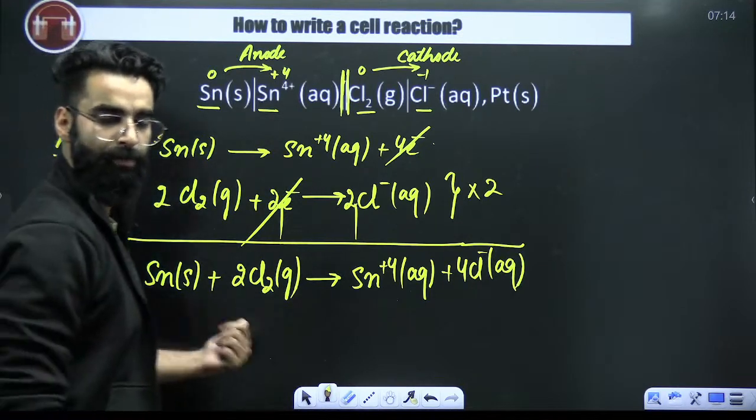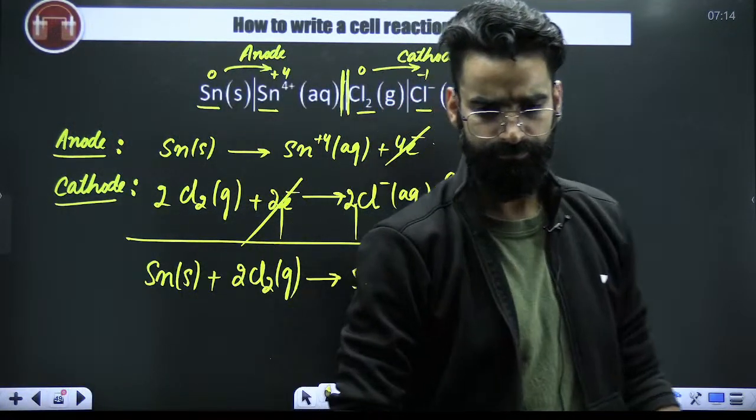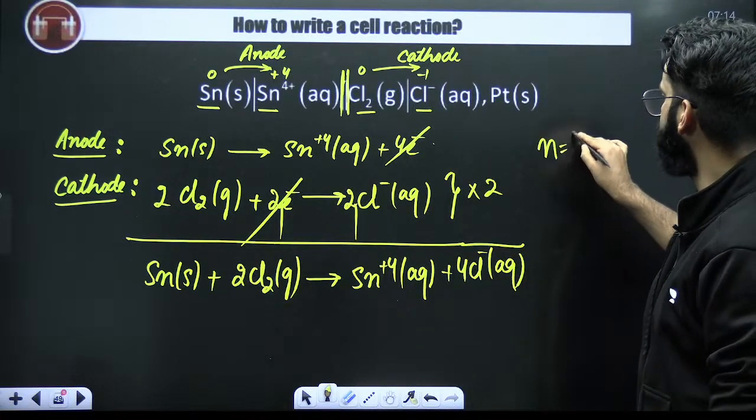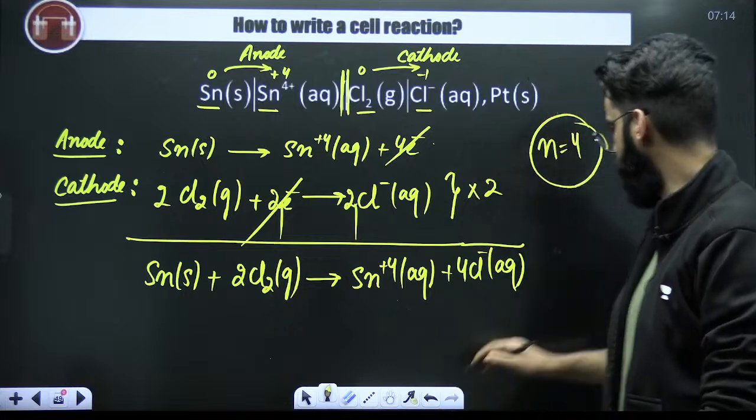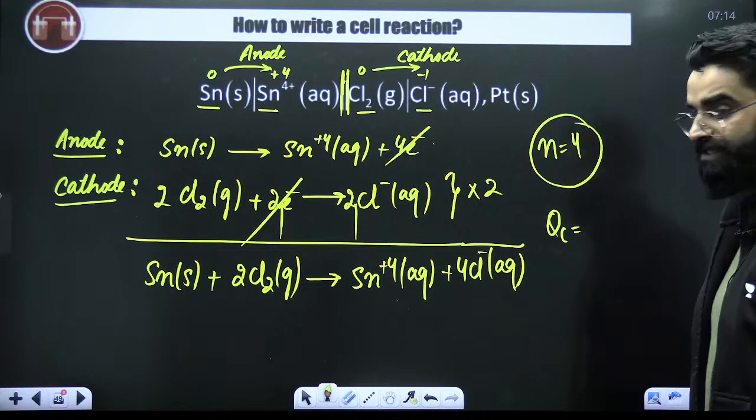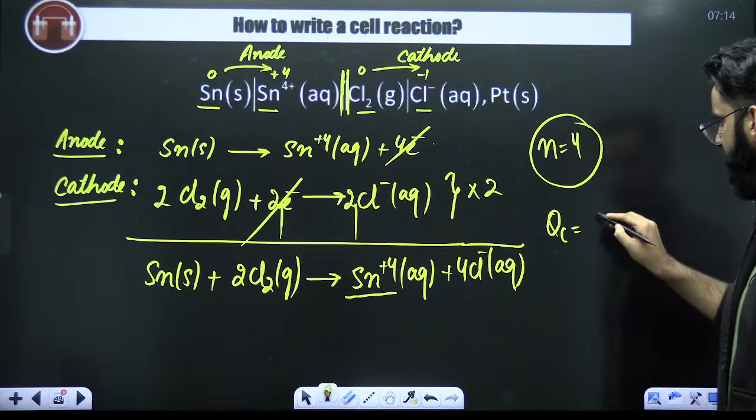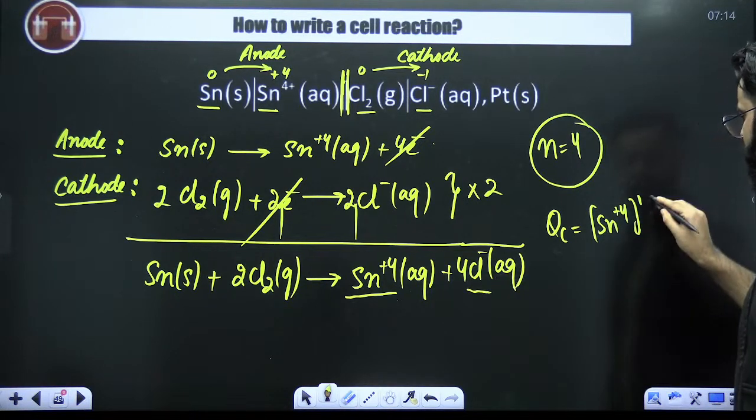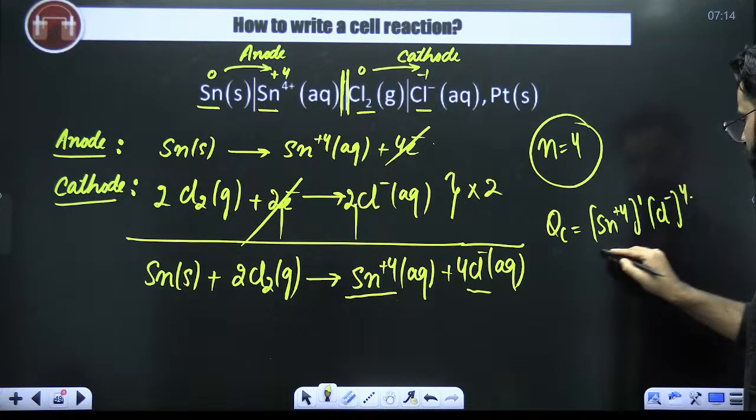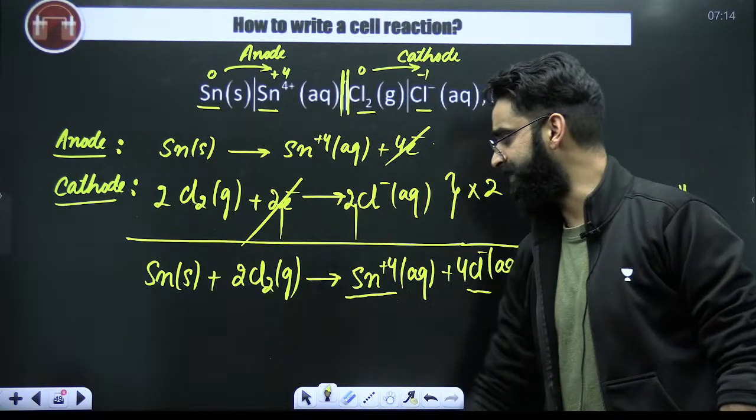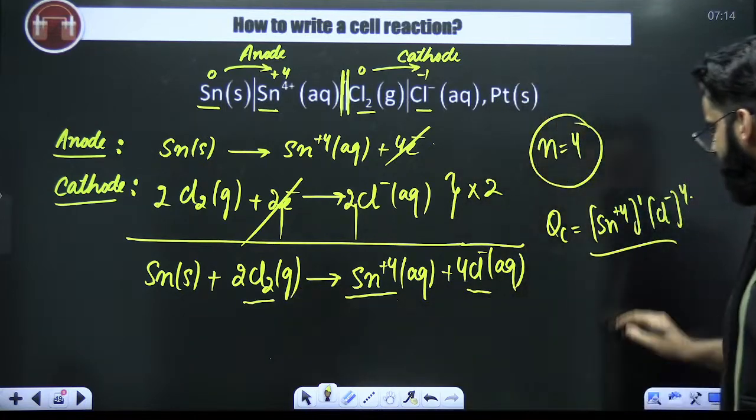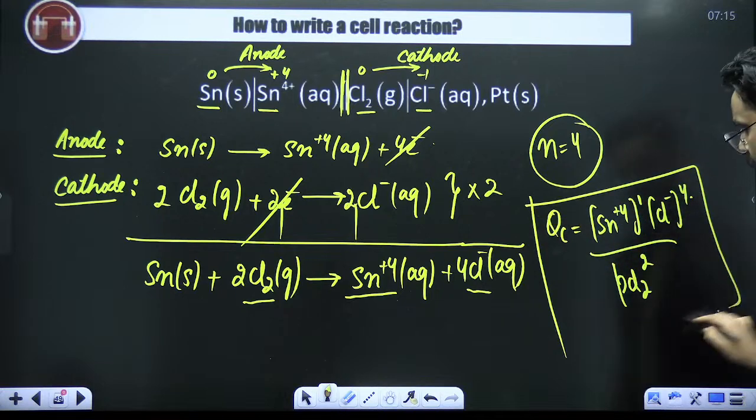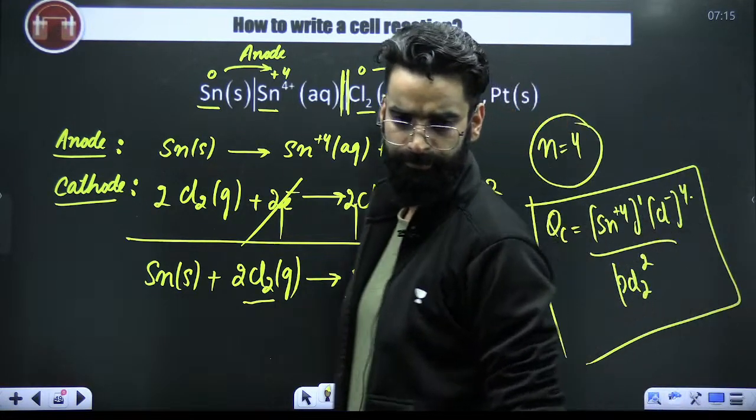If you ask me, how many moles of electrons got exchanged? I'll directly say 4 moles of electrons got exchanged. What is the value of QC? Start with the product. This is an aqueous state. So it has to be concentration of Sn plus 4 raised power 1. Right? It has to be concentration of Cl negative raised power 4 divided by. This is in solid state. Its active mass is unity. The Cl2 is in gaseous state. So use the term pressure. So pressure of Cl2 raised power 2. So this is how you are going to write QC for the net reaction as well.